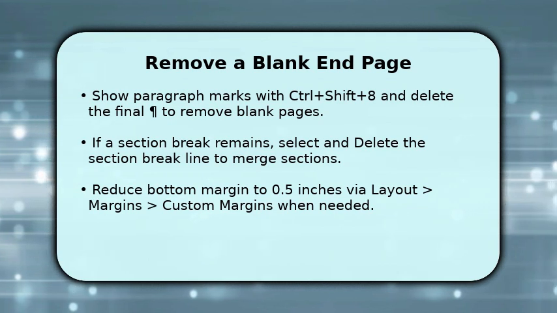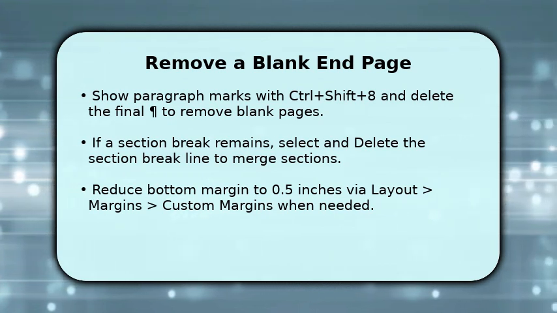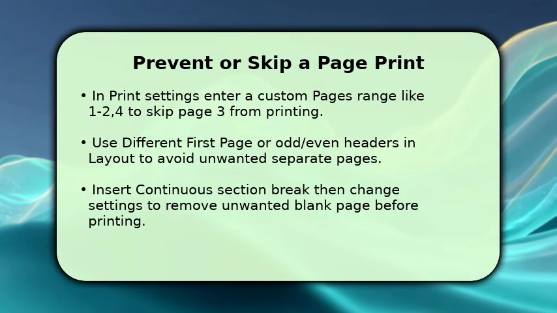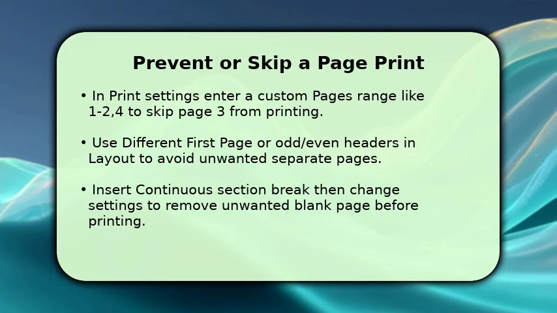When you only want to skip a page during printing, open File, then Print and choose Pages. In the Pages box, type a custom range such as 1-2, 4 to exclude page 3 from printing.